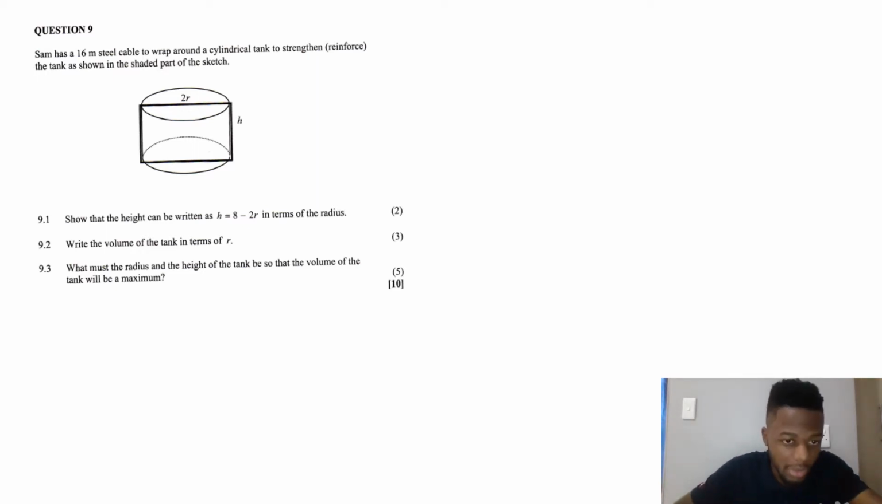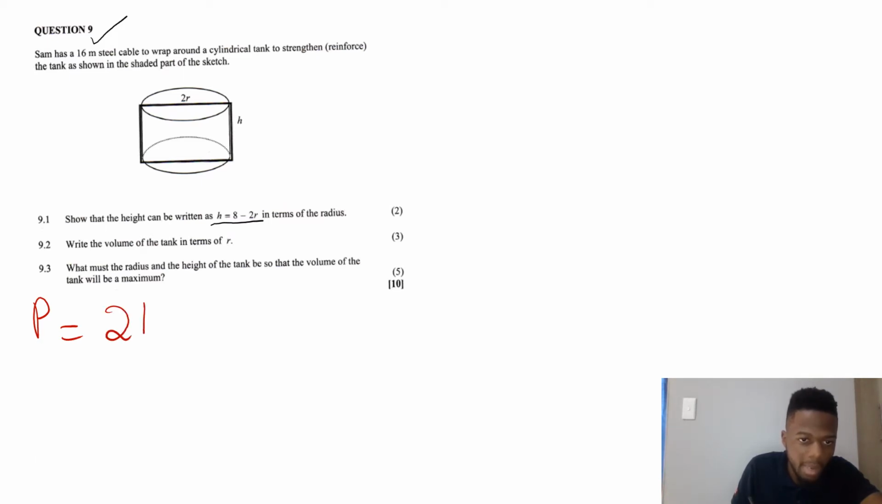So the first question says, show that the height can be written as h equals 8 minus 2r. All right, so don't forget, you see here we are having a rectangle, and they were given this one. It's a steel cable. They say it has 16 meters, so it means that 16 meters is the perimeter. So this is the perimeter of our rectangle, and we know the perimeter of a rectangle is given by 2 multiplied by the length plus 2 multiplied by the breadth, or the width.